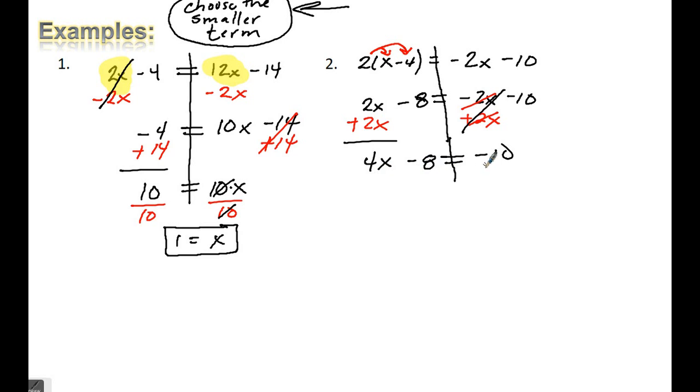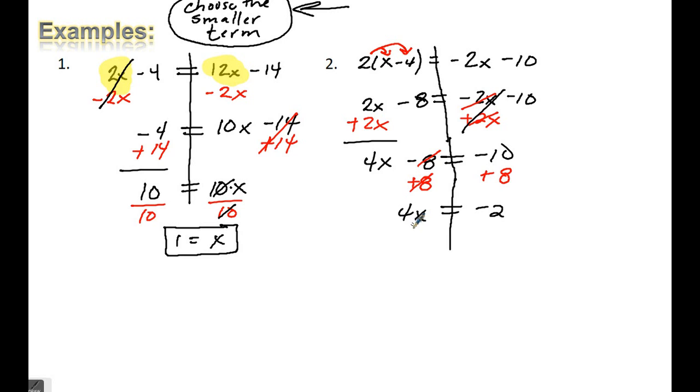Now we have 4x minus 8 equals negative 10, and we want to move the 8 over to the other side. Well, instead of using negative 8, we're going to go ahead and add 8 on both sides. These are going to cancel. And now we have 4x equal to negative 10 plus 8, which is going to give us negative 2.